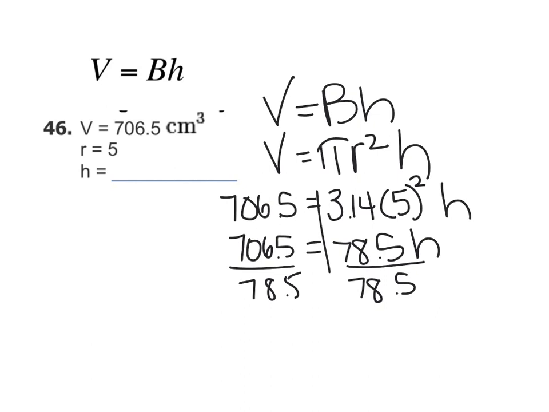All right, so I will take then 706.5 divided by 78.5, and I'm going to have our height then is equal to 9, and that would be 9 centimeters, because we're just looking for the height. All right, so in this review lesson, we took a look at finding surface area and finding volume, and then also undoing to find the height of the cylinder.